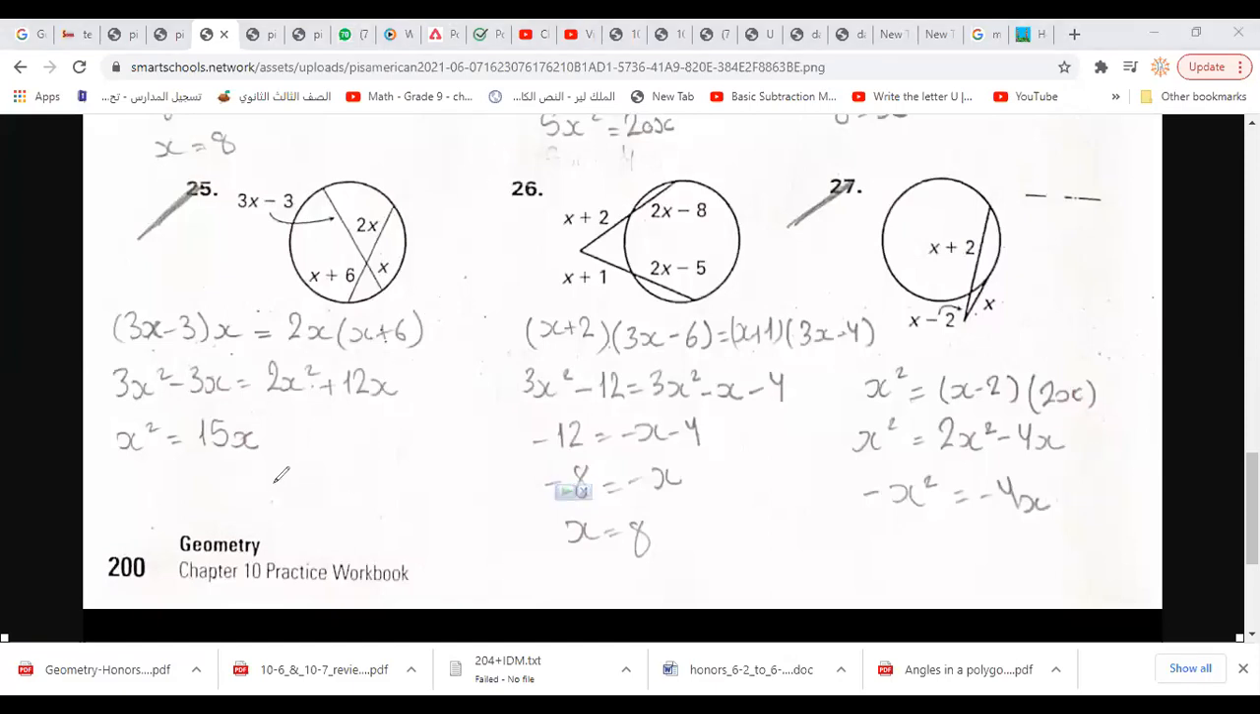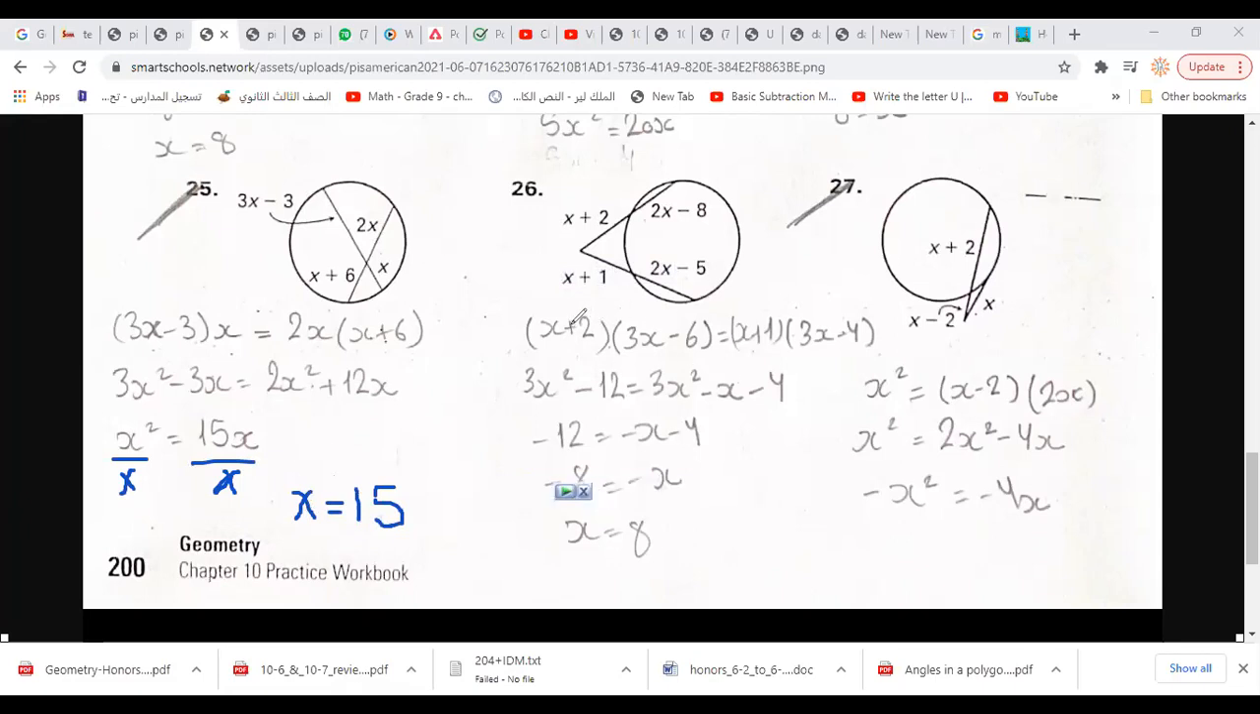How can we solve this question? We will move 15x to the other side, and it will be negative 15x. To make the equation equal 0, it will be x squared minus 15x. Then you will find the value of x. Or we can say, I'm going to divide by x and divide by x. Then the value of x will be equal to 15.